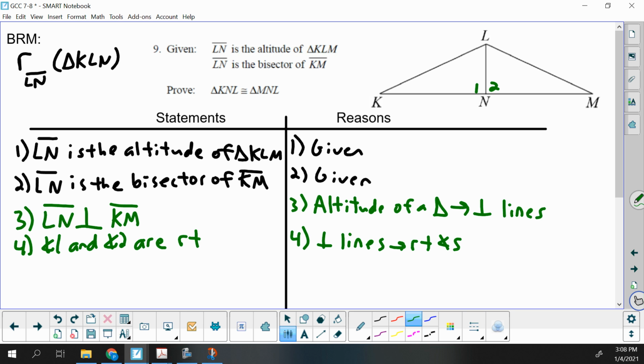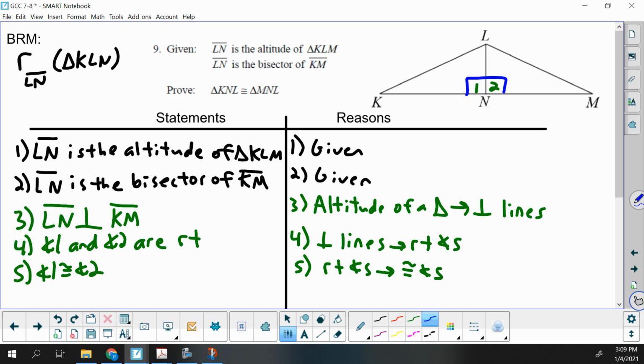Well, we just said that we had right angles. Let's do our right angles reason. Right angles implies congruent angles. So we just say which ones are congruent. Angle 1 is congruent to angle 2. So we can mark that in our picture because we've got those congruent, and that's one set of angles in our triangles. Let's go to our next given.